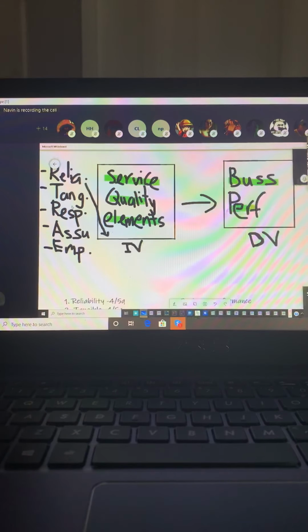So it means you are doing a questionnaire on reliability, tangible, responsiveness, assurance, empathy, and business performance. Last week I also mentioned that each variable needs a minimum of 4 or 5 questions. If you're doing 4, you do 4, 4, 4, 4, 4, and 4, so in total you will have 24. If you're doing 5, it is 5 each, so in total you will have 30 questions.